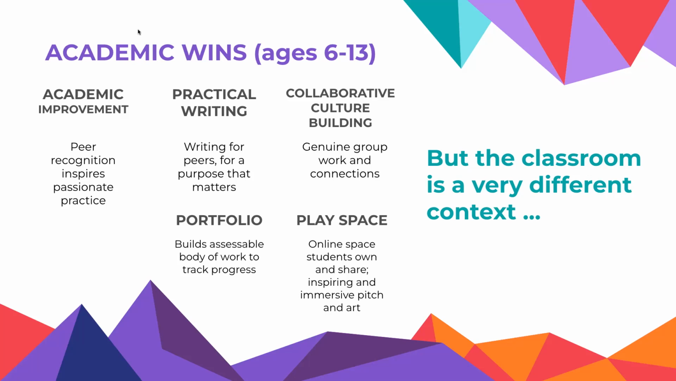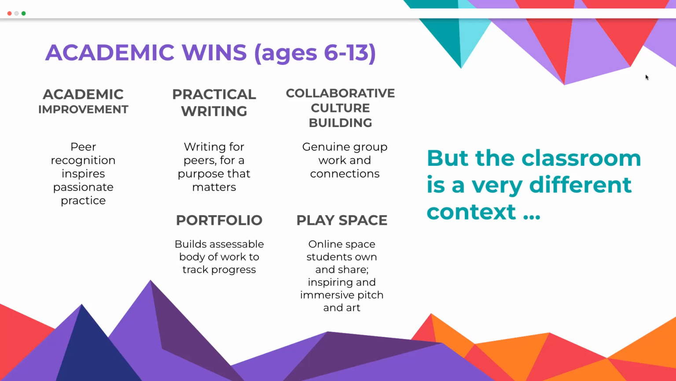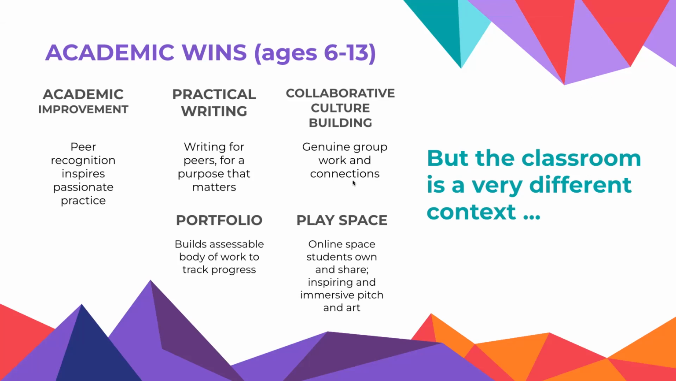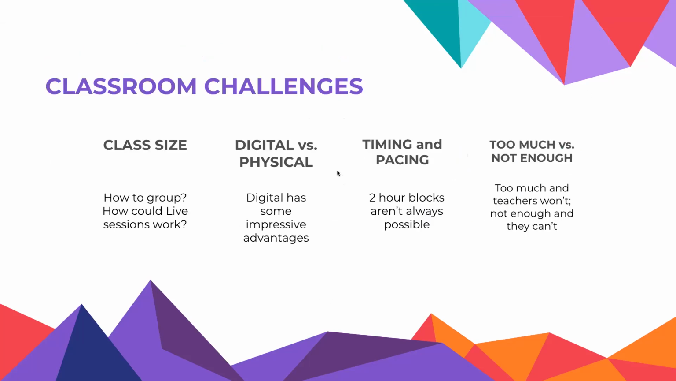So the classroom is a very different context from the one I've been teaching in, and working on how to shift what I do with a small group, 5 to 6 kids, 2 hours per class, 5 classes per session. How to shift that to a classroom approach has been something I've been working on for the last year. So these were some of the challenges that I was dealing with. Class size. So how do you group them?